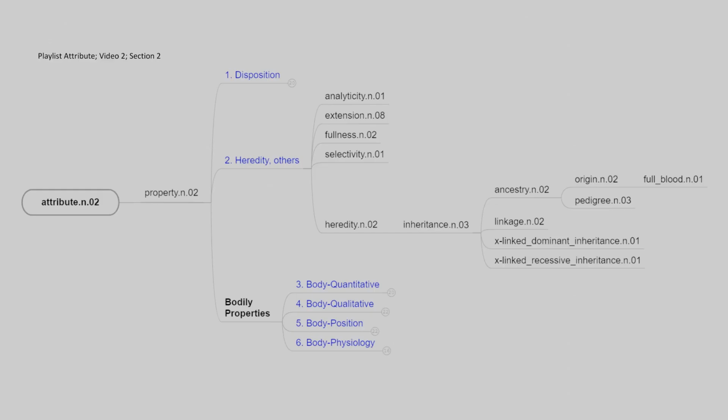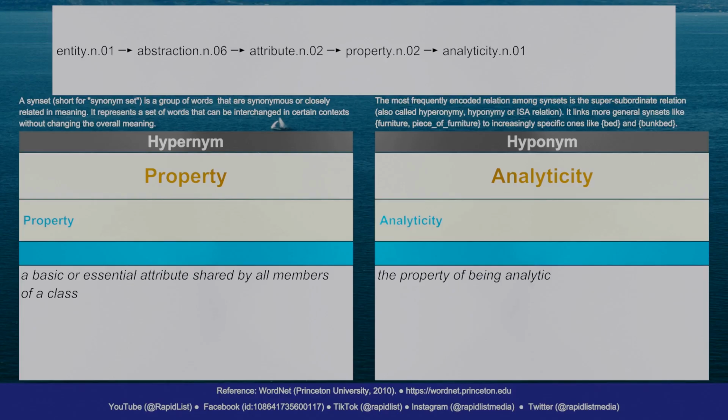Section 2. In this section we will explore some miscellaneous properties such as selectivity and heredity. Analyticity. The property of being analytic. Extension. The ability to raise the working leg high in the air. Good extension comes from a combination of training and native ability.